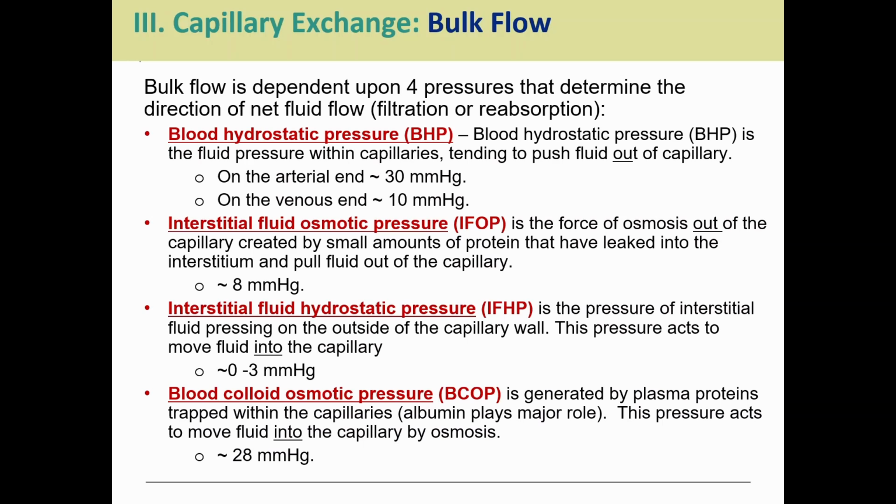And then the blood colloid osmotic pressure comes from the plasma proteins in the bloodstream in the capillaries. That's going to pull fluid in, right? And that's 28 millimeters of mercury. And so it's the combination of these things. As we talk through these, we'll see how these different types of pressures act on a single capillary to move things out of the capillary and then also move fluids back in.